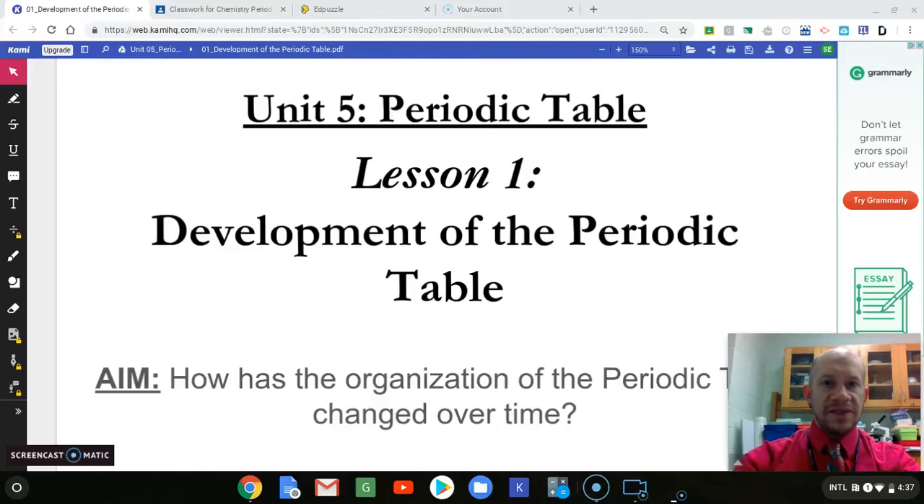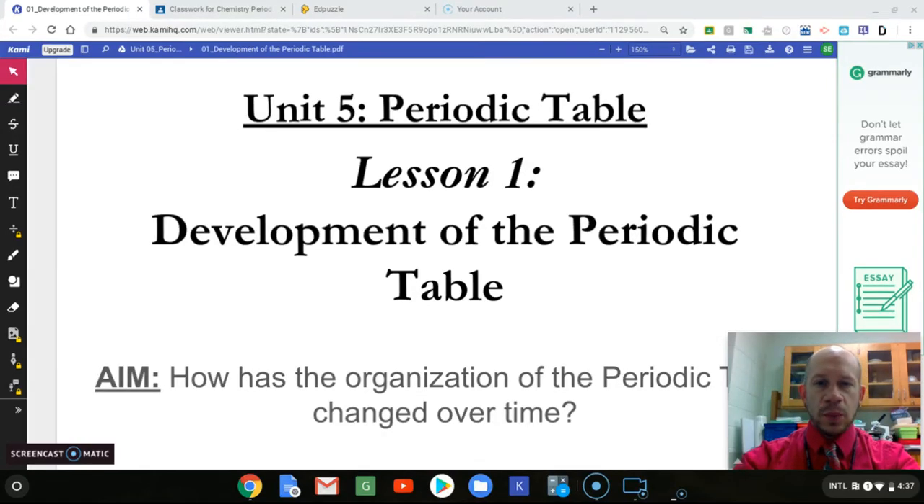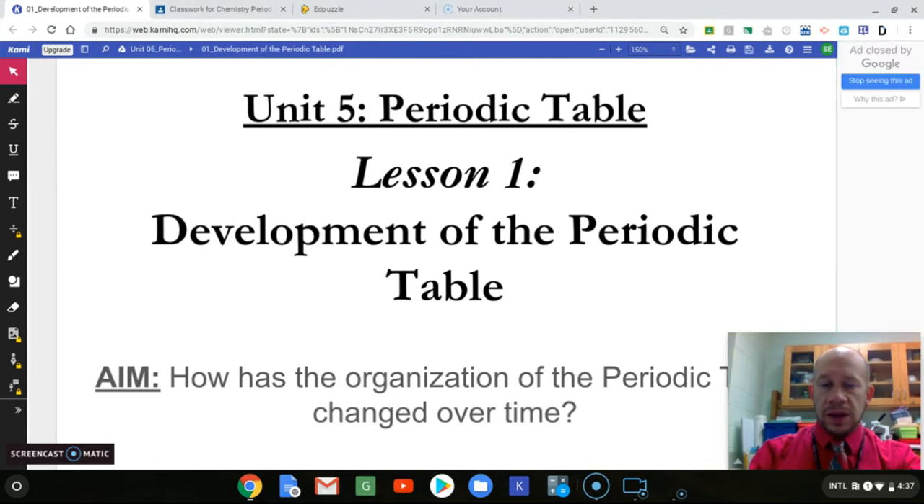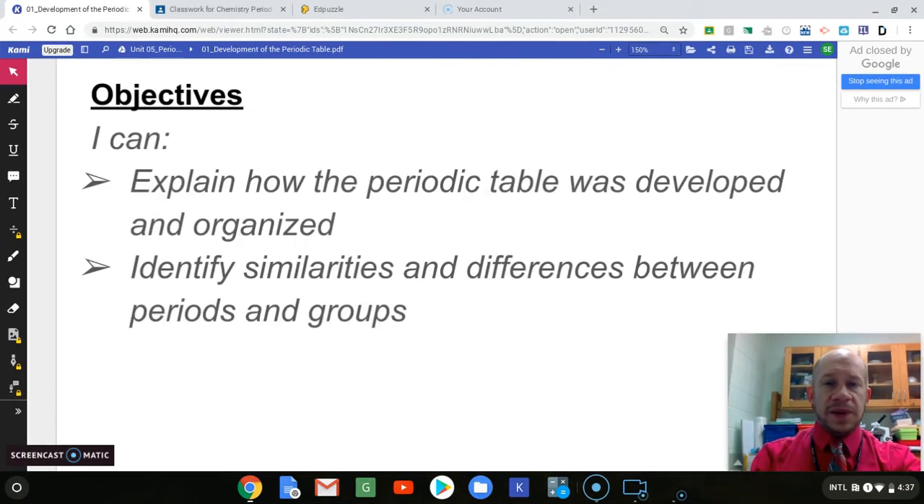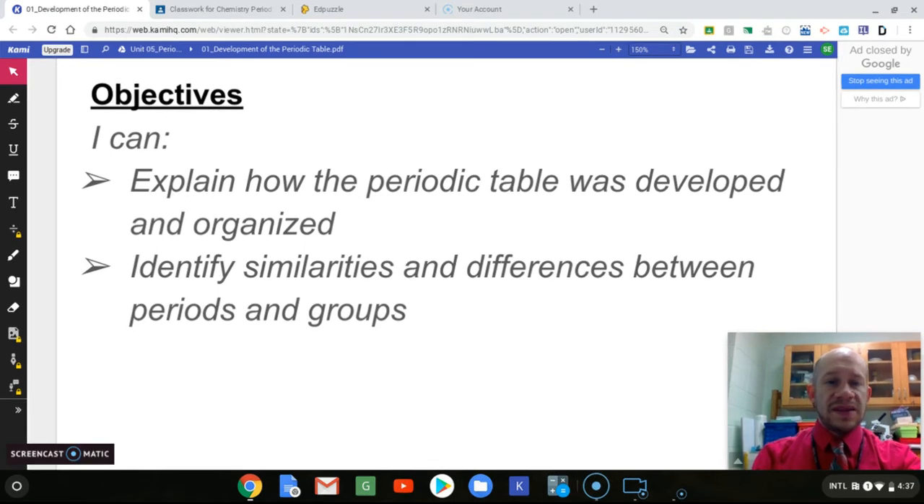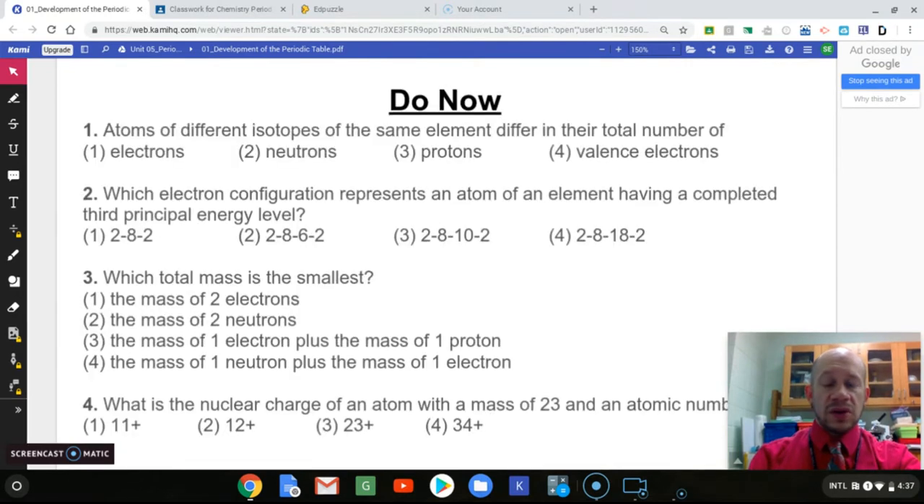This is Unit 5, Periodic Table. Lesson 1, Development of the Periodic Table. How has the organization of the periodic table changed over time? You should be able to explain how the periodic table was developed and organized, and you should be able to identify similarities and differences between periods and groups. So, do now review from our last unit.